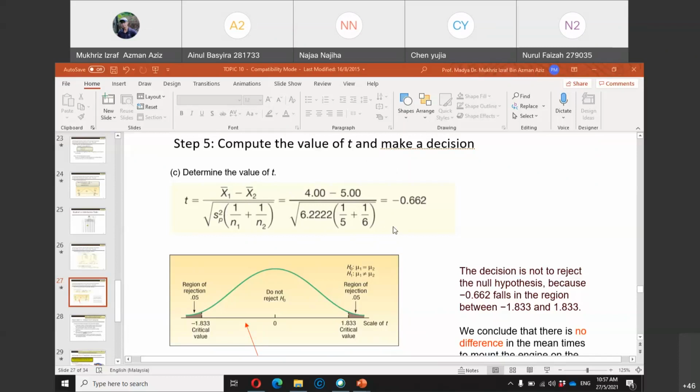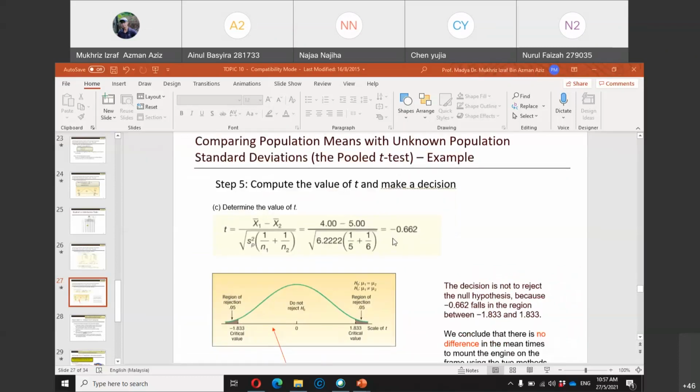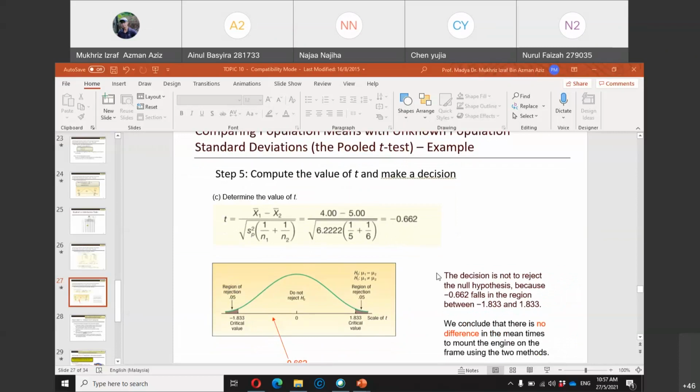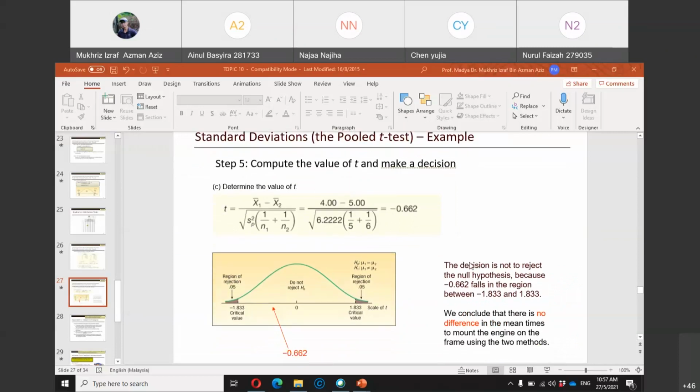So if you follow the one in the slide here, you get negative 0.662. So again, it will be a 3-part answer. First, whether the value, the calculated T here, is inside or outside the area of rejection. Secondly, whether you reject or do not reject. And thirdly, the meaning of the conclusion. So you can see here clearly.